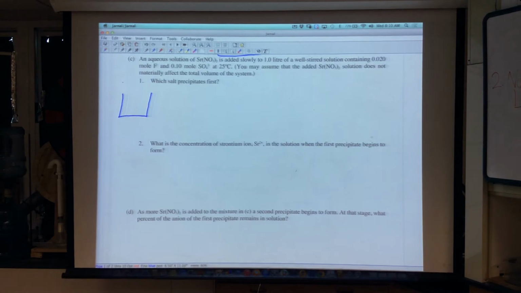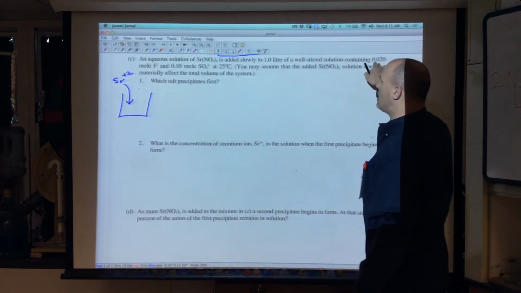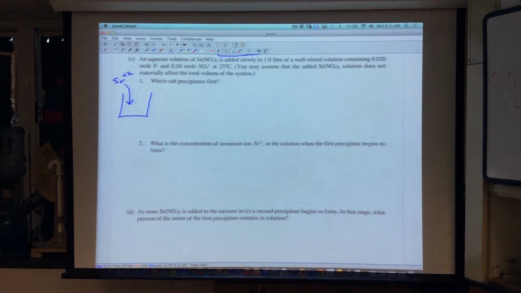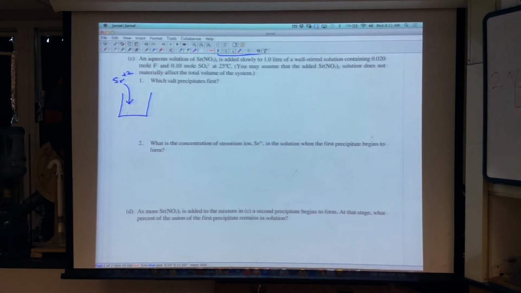So an aqueous solution is added slowly, and I'm adding strontium plus 2 ions. The nitrates are spectators, so get that. Now you're adding it to a liter of well-stirred solution that already contains what? Fluoride ions. So you already have F negative hanging out here. And you also have sulfate ions. So get some room here. SO4 negative 2.